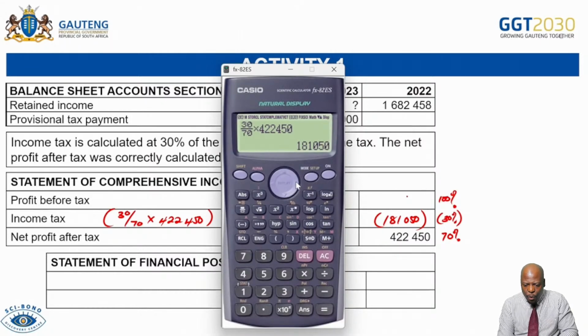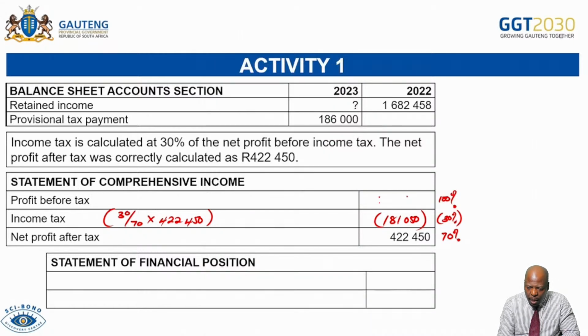There is a number of ways in which one could have done that. You could have started with the 422,450, and you're calculating going up, and then you're going to say plus 181,050. Okay, and that would have given you 603,500. So it becomes 603,500. That is one way. The other way, you could have simply said what you want is 100 and what you have is 70 multiplied by the 422,450. It would have still given you the 603,500.